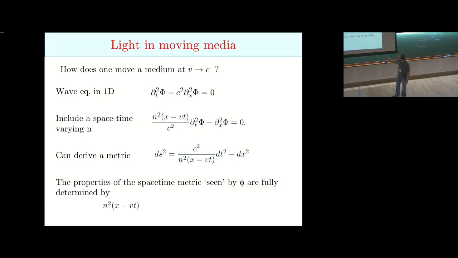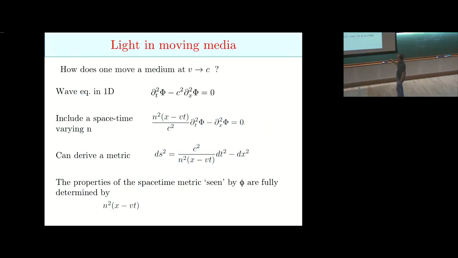Okay, so I've just taken c, divided it by n, and then flipped it over to this side. But you see this refractive index now is a function of x and t. Here, I've taken a specific dependence. I've said it's a function of x minus vt, meaning that it's moving at some constant speed. But it doesn't have to be like that. In the next slide, we'll see a case where the refractive index depends only on t and not on x. But from this equation, I can just pull out my metric, which is this metric here.